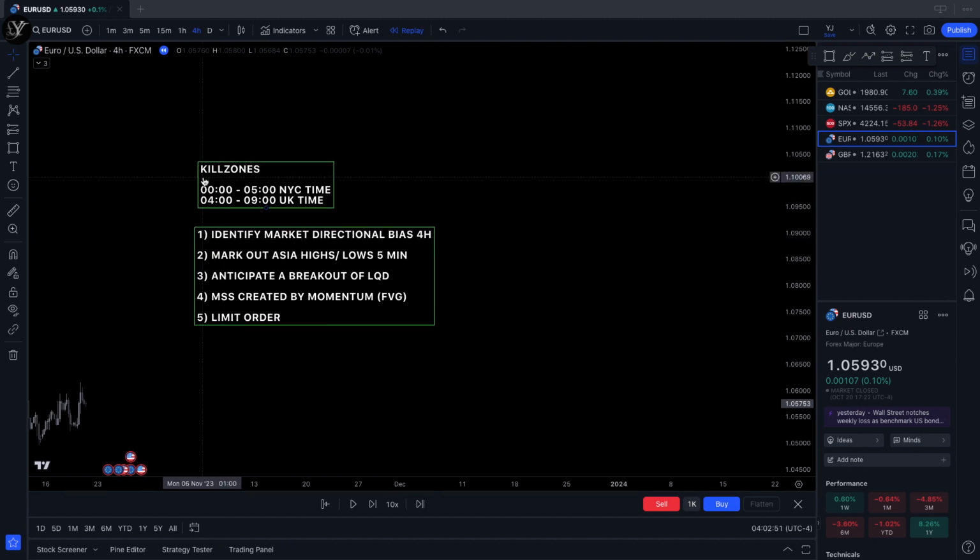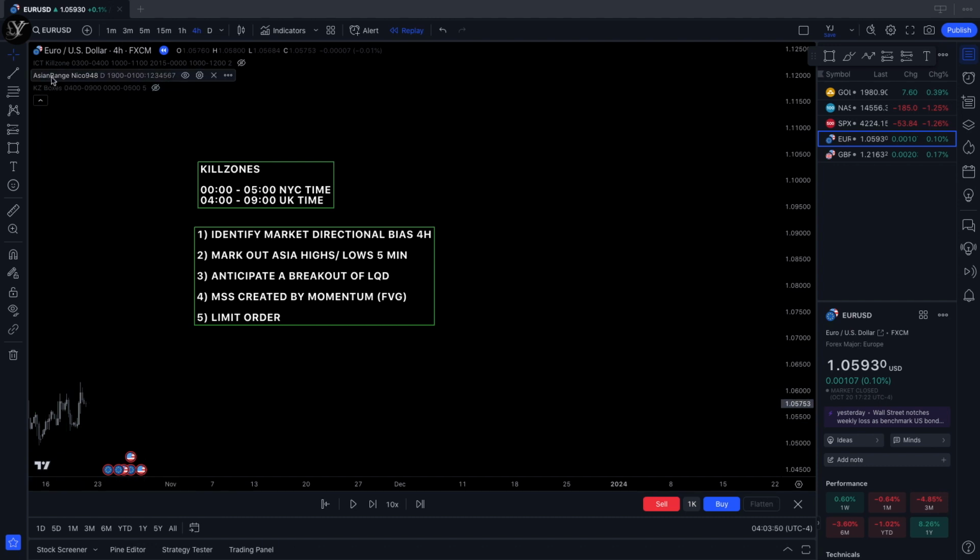As you can see here, the kill zones for this strategy are 12 a.m. to 5 a.m. New York time, which is what I have my charts set to, UTC -4. And if you have your UK time set on your charts, it's 4 a.m. to 9 a.m. The indicators that I'm going to be using are KZ boxes, so 4 a.m. to 9 a.m. that's UK time, and of course 12 a.m. to 5 a.m. New York time. You press that and the indicator should pop up on your charts.